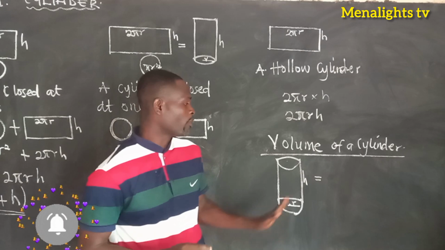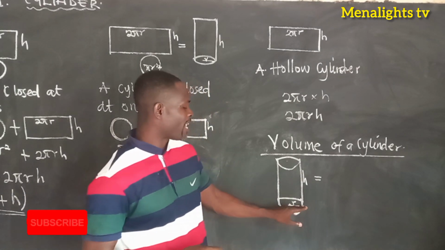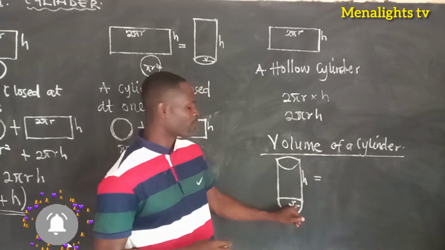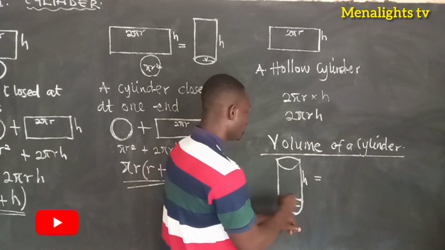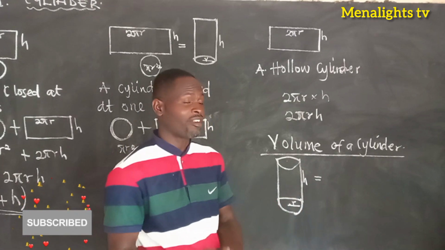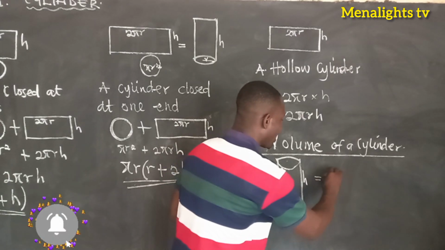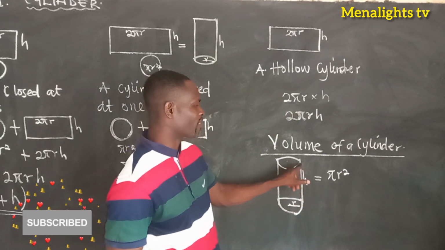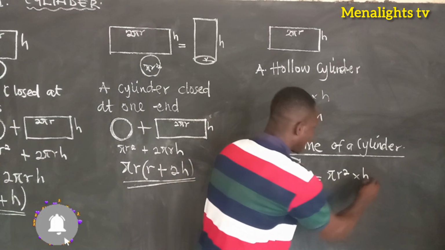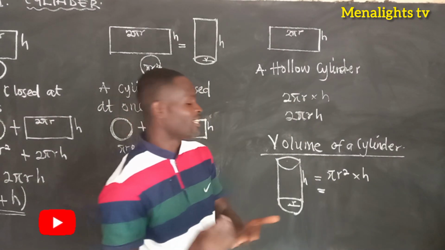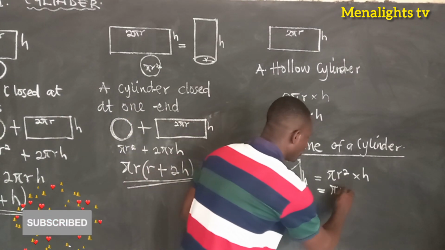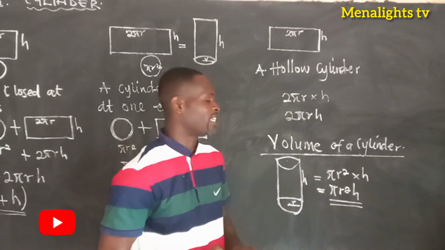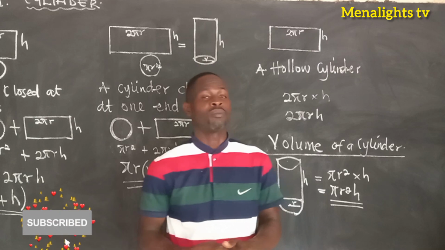So the volume of a cylinder is the area of the circular base times the height. For us to find the area of the circular base, the area is the same as the area of a circle. The area of a circle is pi radius square. So pi radius square times the height. The volume of a cylinder is going to be pi radius square h. And this is the formula for finding the volume of a cylinder.